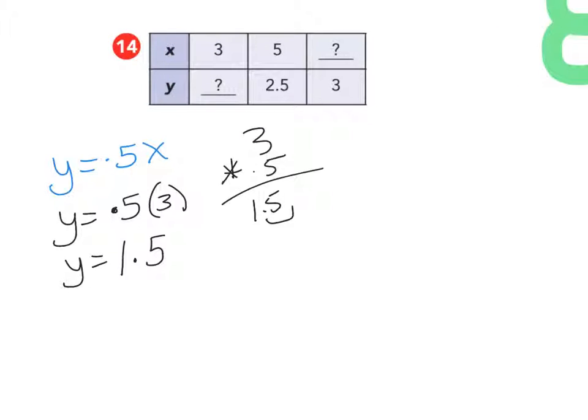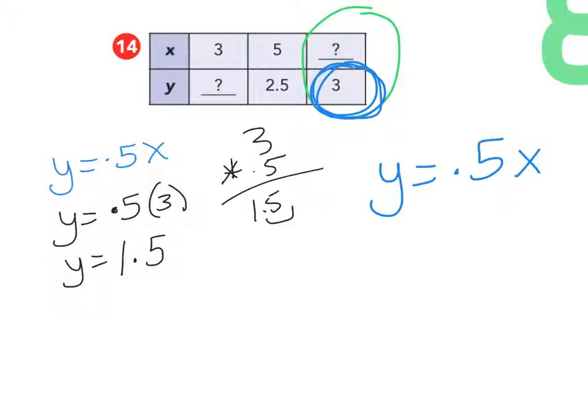Now I have to look at the next part. In this case, I don't know x, but I know y. So I can use my same equation. Y is equal to 5/10 x, but this time instead of plugging in a value for x, I'm going to plug a value in for y. In this case, I'm going to plug in 3 because it says y is equal to 3. So I'm going to put my 3 where y is, 3 equals 5/10 times x.